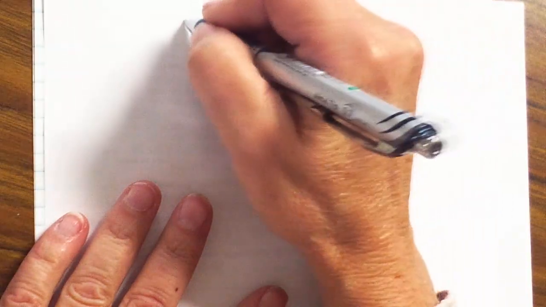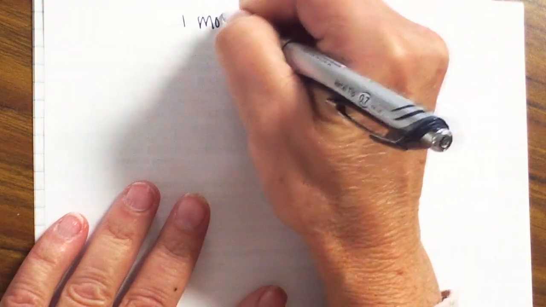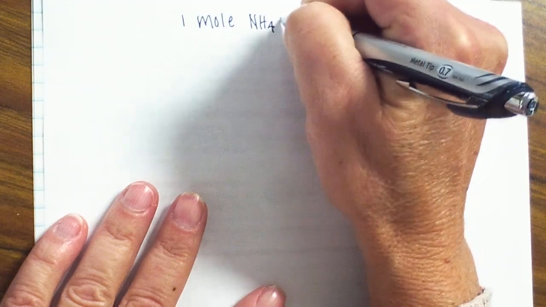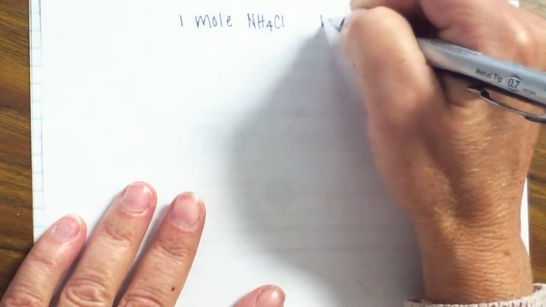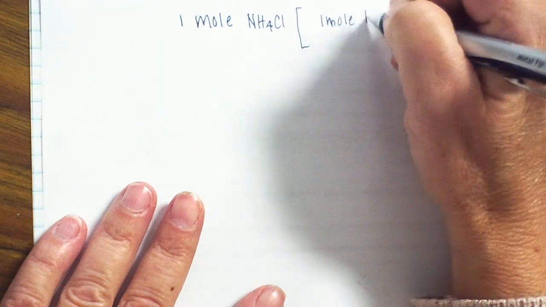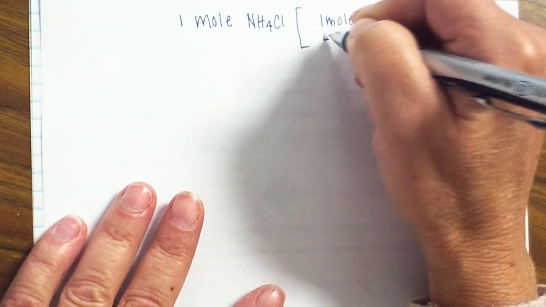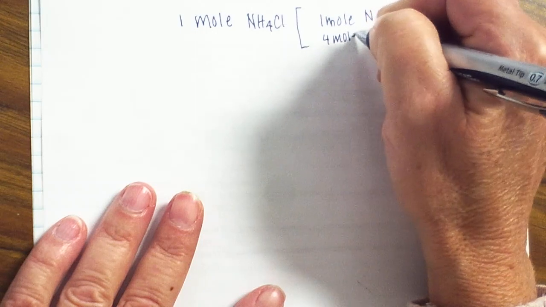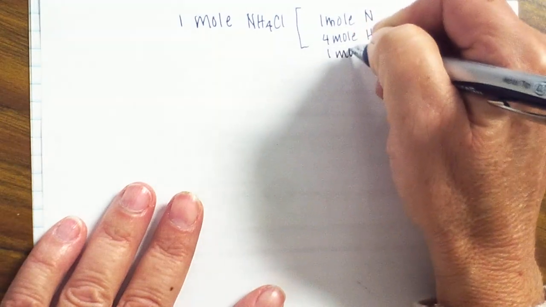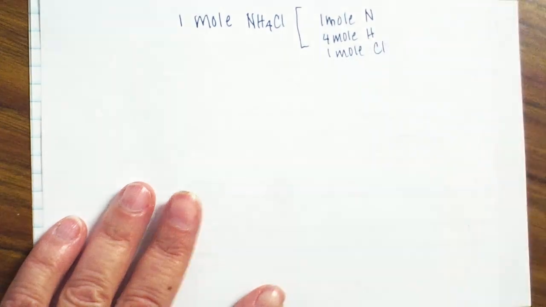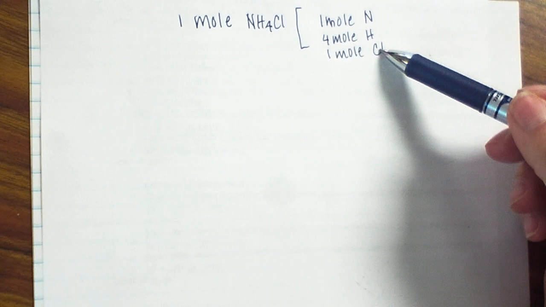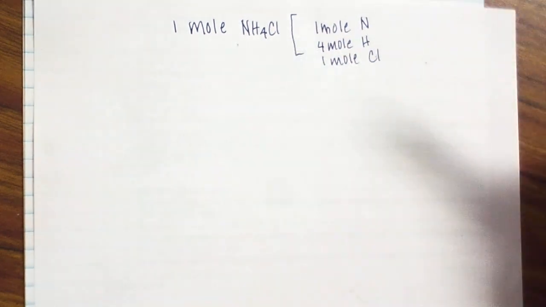How is it possible that 1 mole of ammonium chloride can have 1 mole of nitrogen, 4 moles of hydrogen, and 1 mole of chlorine in it? So how is it possible that 6 moles of things could be in 1 mole of something else?